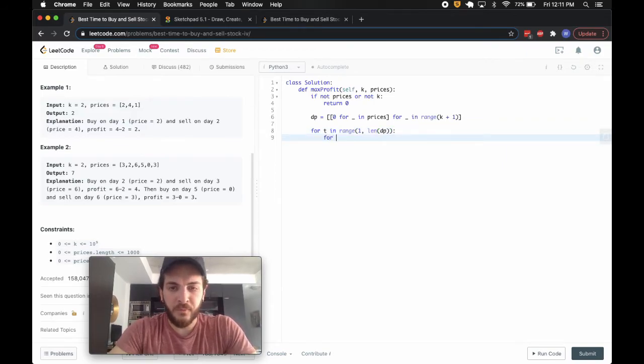And we're going to have for d, for some day, in the range also of 1 to the, I guess this would be length of, let me think. This many transactions, so we'll just do until the length of prices. I think that makes sense.